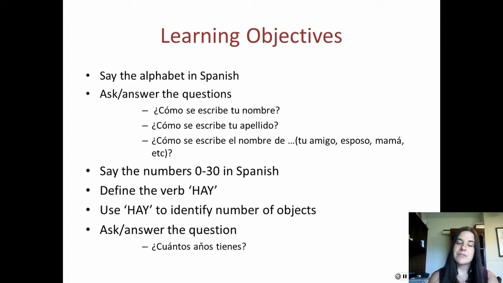Say the numbers from 0 to 30 in Spanish. Define the verb tener. Ask or use tener to identify the number of objects. And ask and answer the question, ¿Cuántos años tienes?